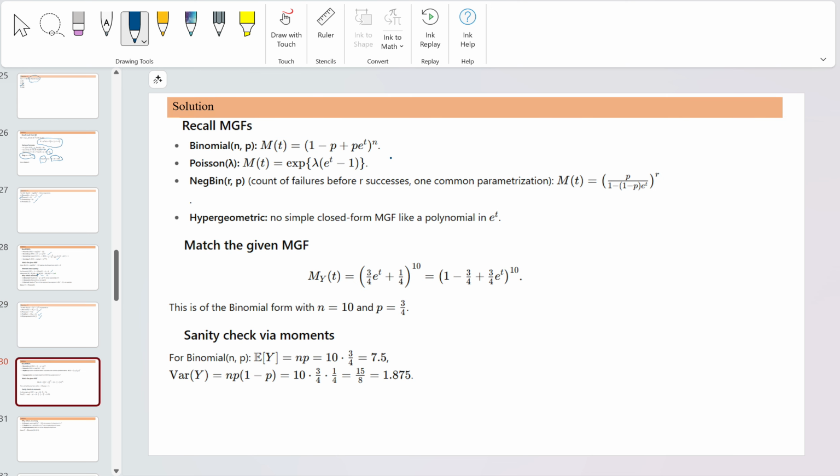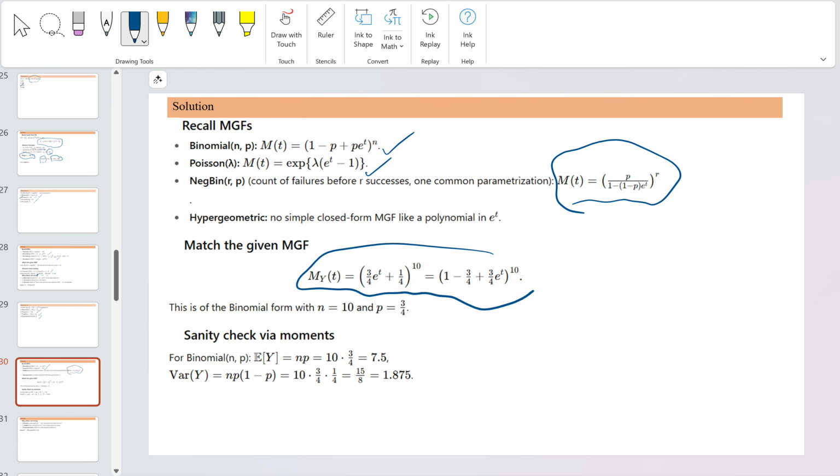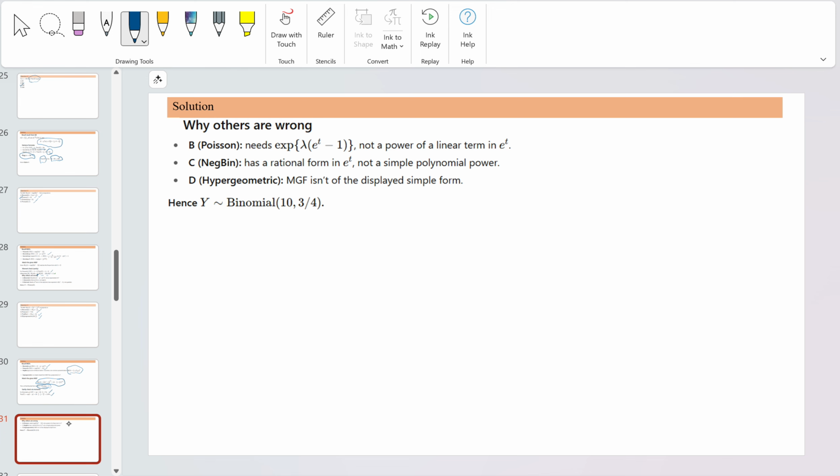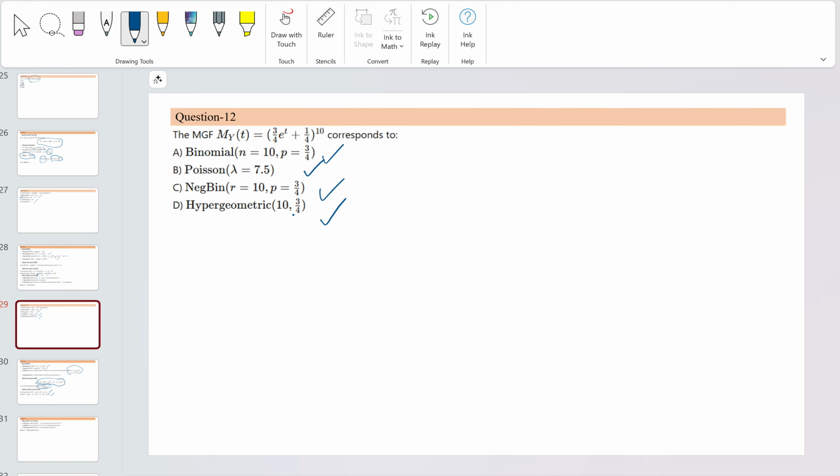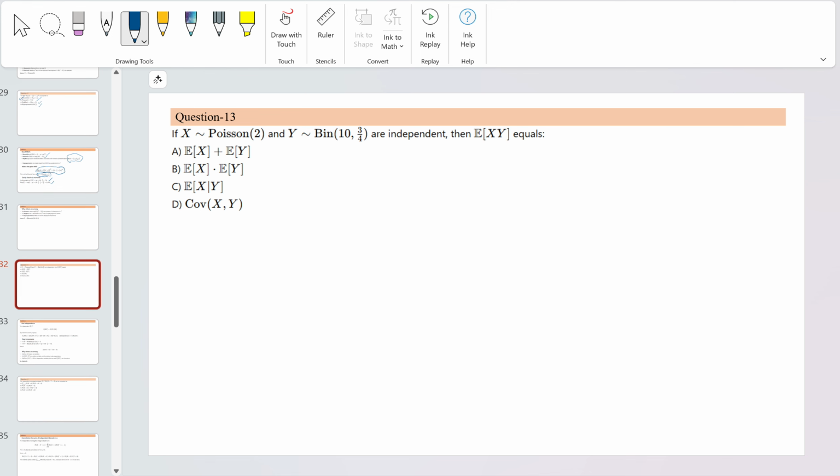When you see that binomial M(t) is equal to (1 minus p plus p e^t)^n, and the Poisson M(t) is exponential of lambda (e^t minus 1). So M(t) is simply (1/4 + 3/4 e^t)^10. When you see how it is matching with the binomial form, keeping that n is equal to 10 and p is equal to 3/4. Okay. When you check the binomial, it is coming 7.5 and 1.875. Okay. So that is simply equal to binomial of 10, and p is equal to 3/4. Okay. Try to solve this problem.